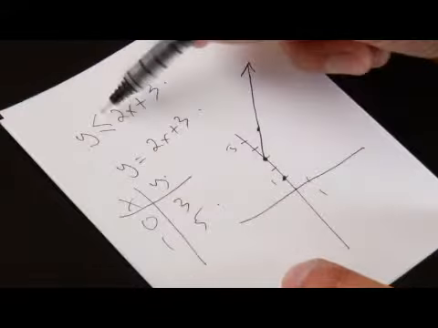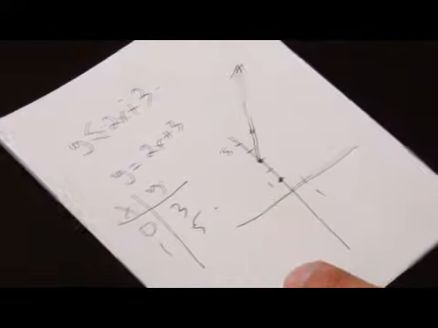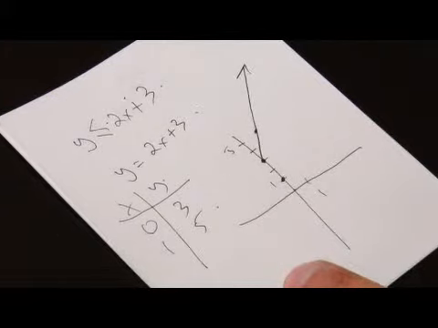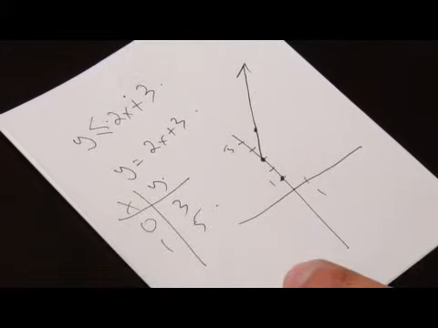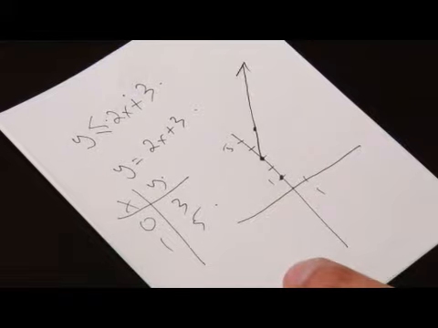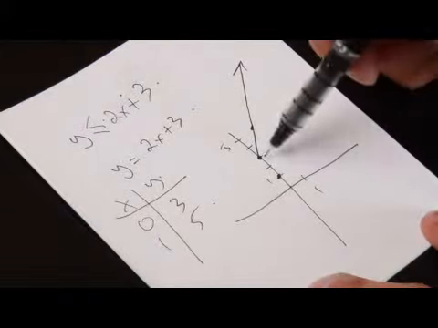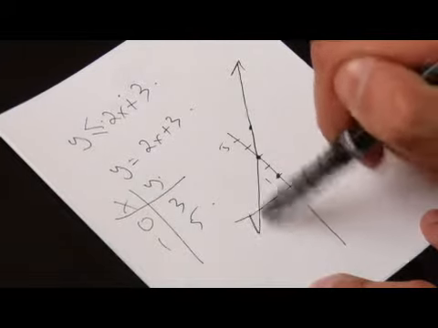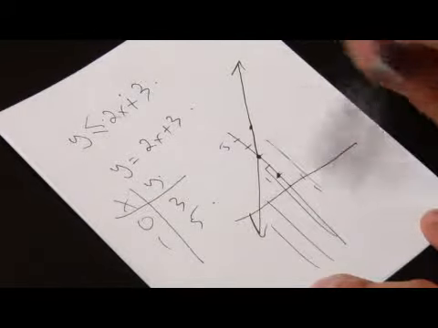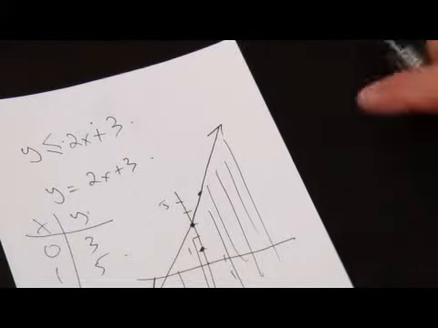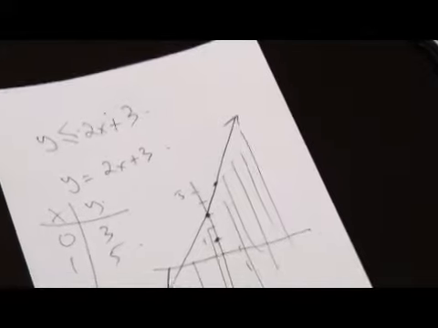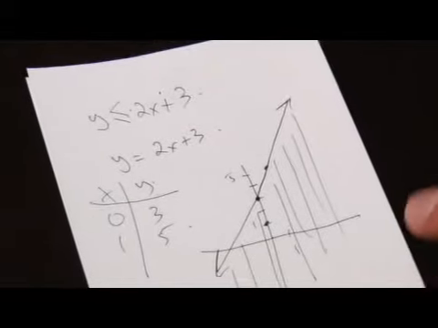And y has to be less than 2x plus 3. So if y has to be less than 2x plus 3, then we make sure that everything under this line would be true for that equation, because y has to be less than 2x plus 3 on our graph. So this is how we would graph a linear inequality.